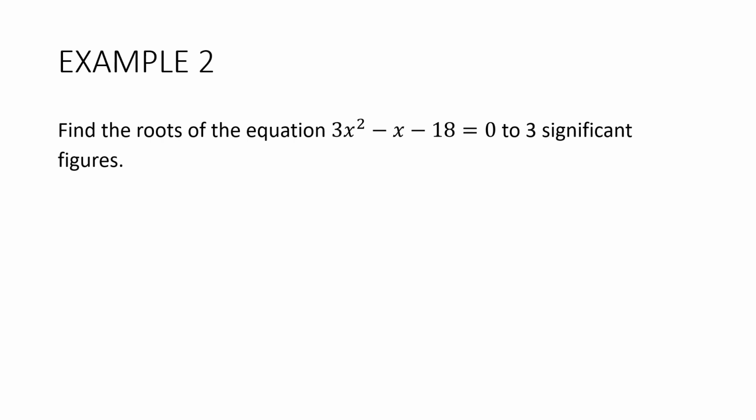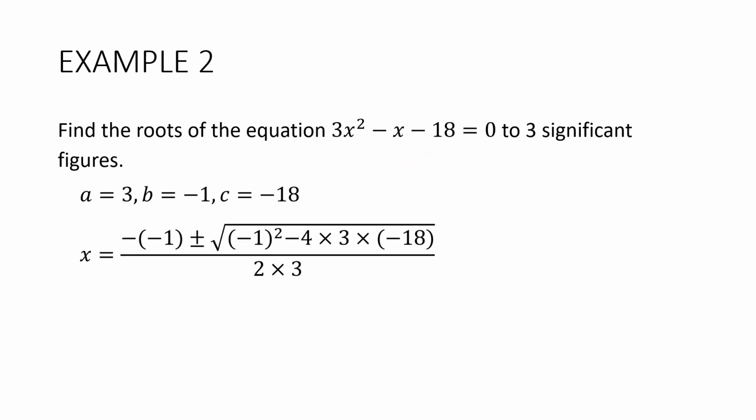Here's example 2. Find the roots of the equation 3x squared minus x minus 18 equals 0 to 3 significant figures. So in this case, we're asked for an approximation, so we don't need to simplify our surds. But we still need to use the quadratic formula. So A is 3, B is -1, C is -18, and substituting in I get this. See how I've used my brackets.